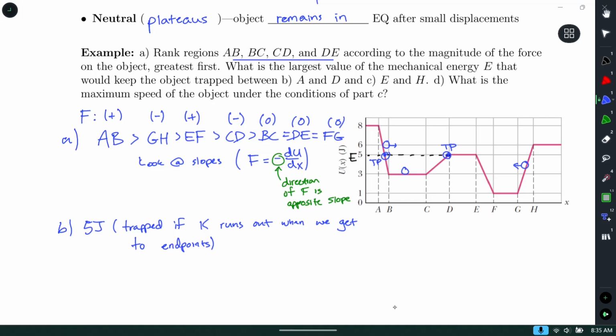All right. What about between E and H? What's going to keep it trapped between those points? Would it also be 5 joules? Yeah. So if I give the system 5 joules of potential energy between points E and H, those are horizontal distances, then all the system can do is oscillate back and forth. This may be a spring or something like that, just vibrating back and forth between E and H. Because it can't make it past these endpoints, these turning points.